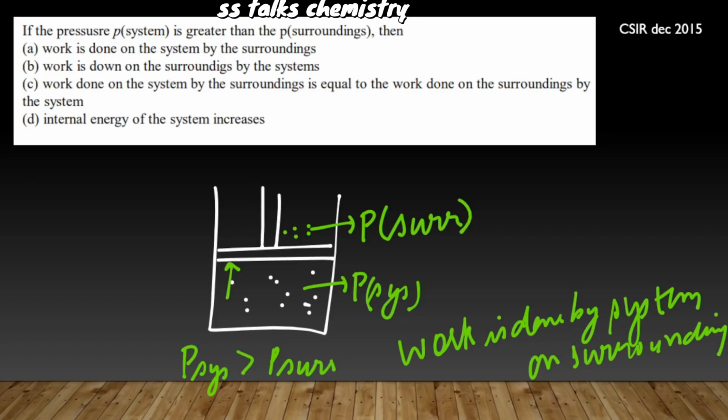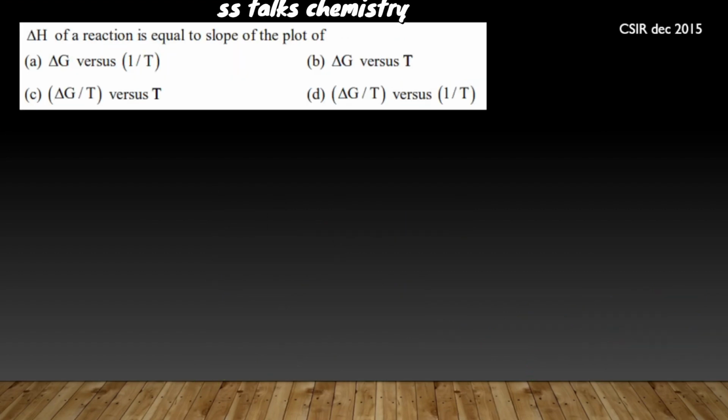The statement that says work is done on the system by the surrounding is incorrect. The second one says work is done on the surroundings by the system. This statement is true. Okay, so B is the right answer in this case. Next, delta H for a reaction is equal to the slope of which of the following plots? We know that delta G is equal to delta H minus T delta S of it, right?